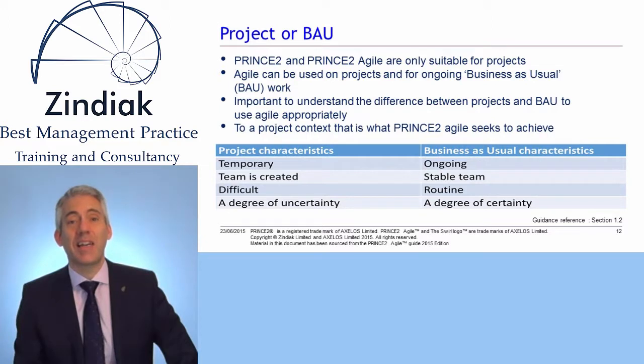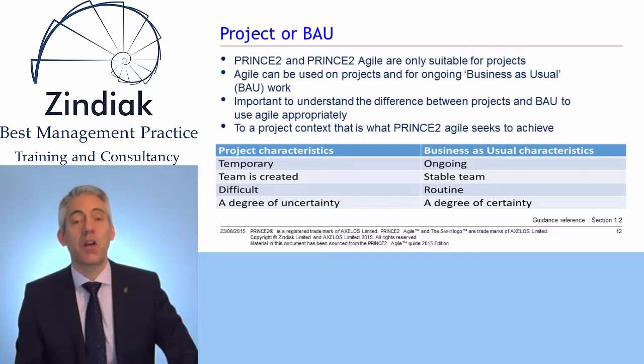It's important to make a key distinction right from the start between PRINCE2 Agile and Agile. In common with PRINCE2, PRINCE2 Agile is only designed to be used for projects, whereas Agile can be used for projects or business as usual. Indeed, many of the Agile methods and behaviours are used in business as usual, but PRINCE2 Agile is only designed to be used for projects in the same way as PRINCE2.